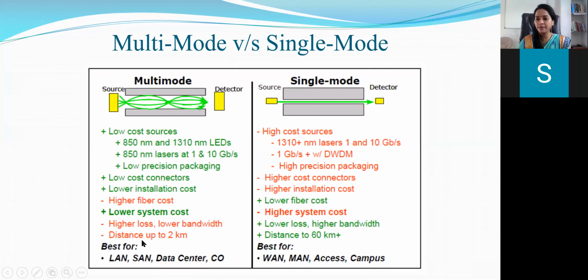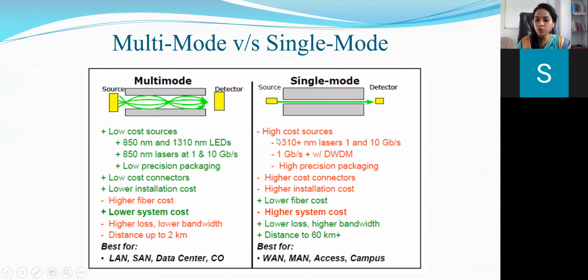You all know what bandwidth is, so I am not going to repeat it, because at the start of the communication paper we have already seen what bandwidth is, but in our successive slides we will see the bandwidth for optical fiber. Here the losses are more, and the distance is up to 2 kilometers. What does up to 2 kilometers mean? The cable which we can use in this type of multi-mode fiber is 2 kilometers, and it is best suited for LAN, SAN, data connectors or computer organization.